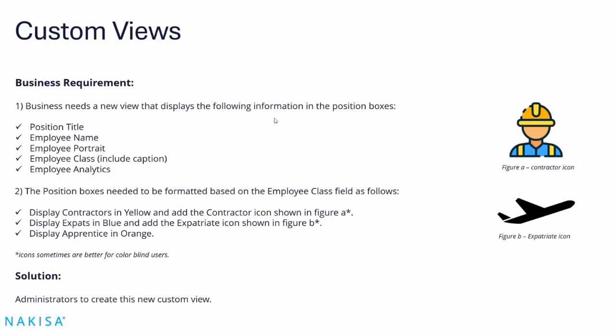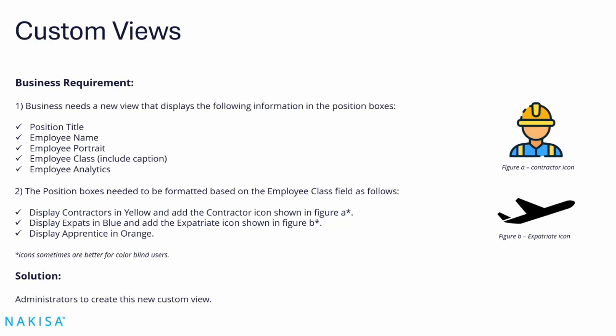So let's look at a business requirement. Business requirement is saying that we have a need to display. We are a global organization. We have a lot of contractors, consultants, expats working for the company, and I want to be able to display a view in my positions, in my position boxes, where I show the position title, the name of the employee, the picture of the employee, and I want to display the employee class.